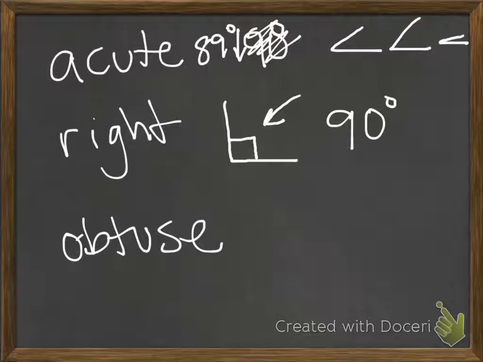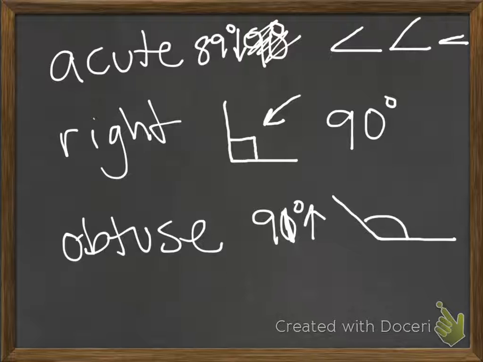An obtuse angle is anything that is greater than 90, so 91 degrees or higher. Obtuse angles are usually shown like this. They're nice and big, anything greater than 90 degrees.